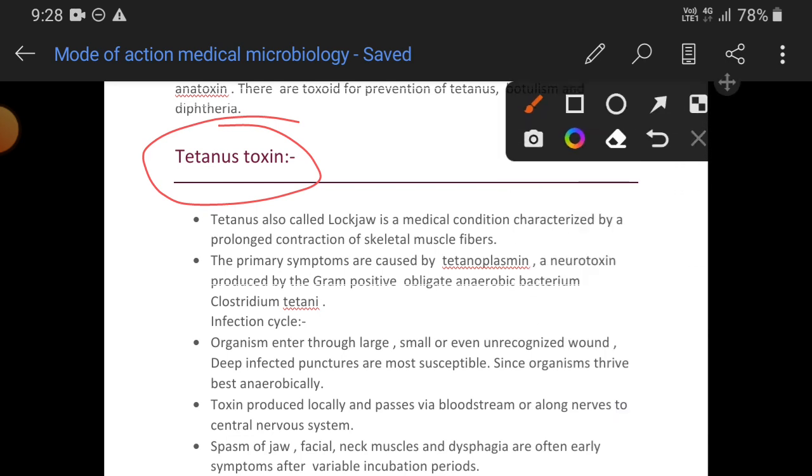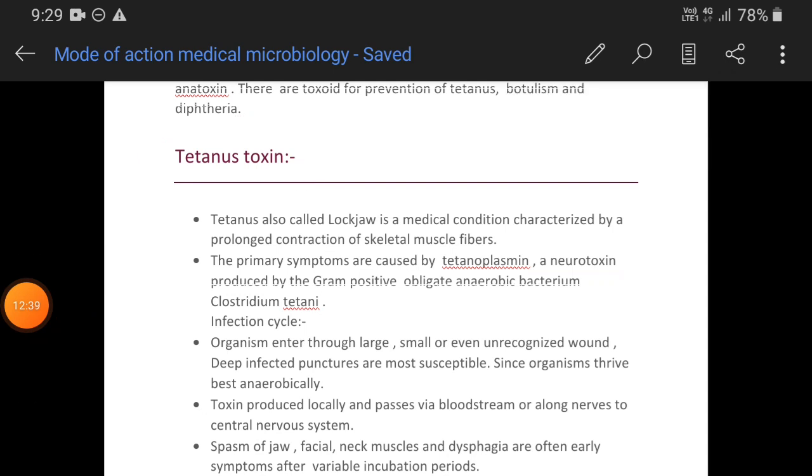So here in the infection cycle, the first step is the organism will enter via what? The organism will enter via a large, small or even unrecognizable wound. Deep puncture or deep infected puncture wounds are often more susceptible, as don't forget that they are obligate anaerobes, right? So toxins will be produced initially, locally, then that toxin will be transferred by the bloodstream or along the neuron via the central nervous system. After that transportation the primary symptoms will be spasm of jaw, facial and neck muscles and dysphagia. They are the early symptoms after the incubation period.